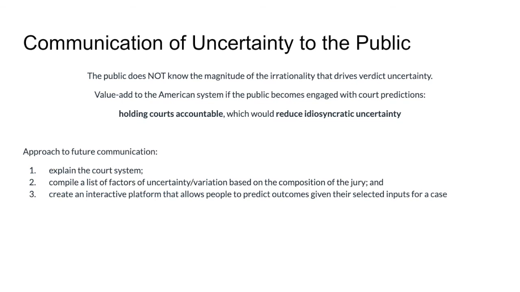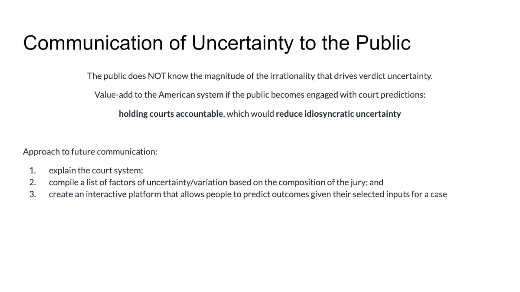Now, the value add to the American system, if the public becomes engaged with court predictions, is that we hold courts accountable. Instead of allowing for the idiosyncratic uncertainty that comes with specific juries and specific circumstances, we could instead have people make a public prediction, a public verdict, which would then be the aggregate correct verdict that would update people's prior beliefs before going into the jury, right? And so instead of functioning from wildly variant and different public prior beliefs, people would instead have some baseline that is, in aggregate, on average, correct. And so we would, in a way, refine the justice system, right?